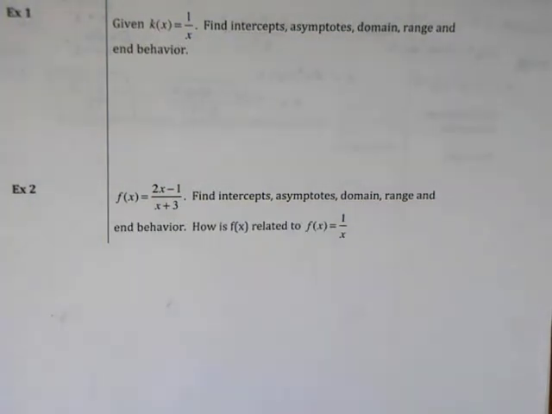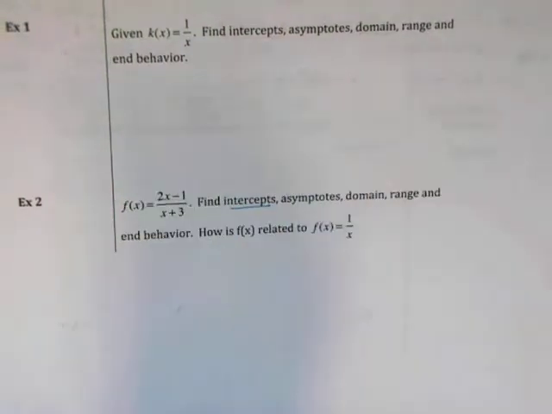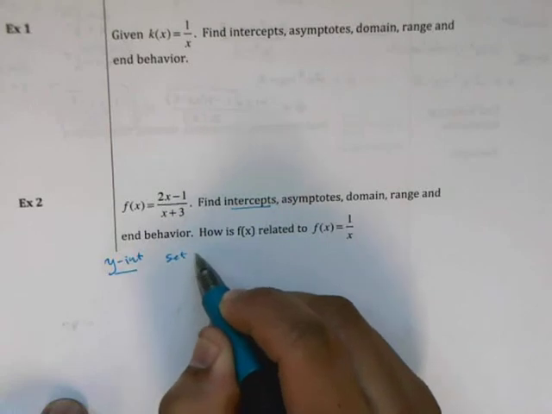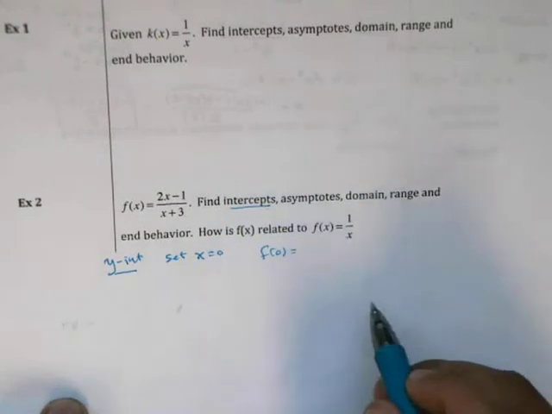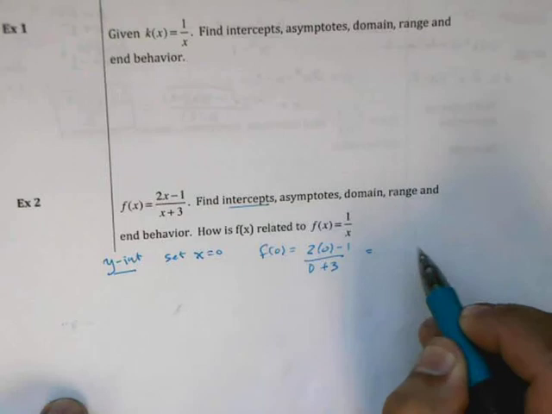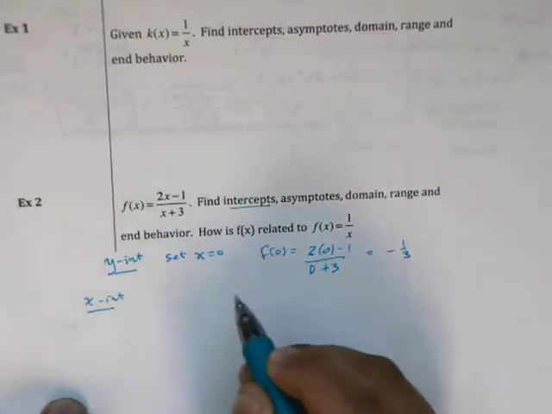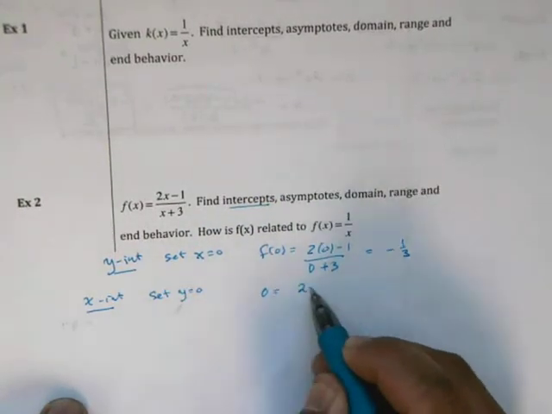All right, so what we're going to do here is analyze this function. We're going to start with finding the intercepts. To find the y-intercept, we set x equal to 0. So f of 0 is equal to, and this is pretty straightforward to see, 2 times 0 minus 1 over 0 plus 3, which is going to give you negative 1/3.